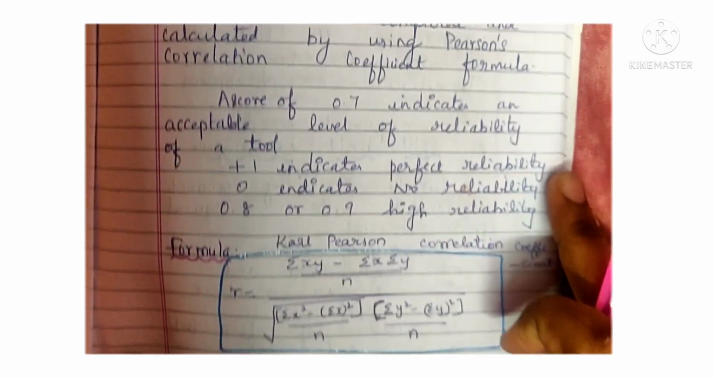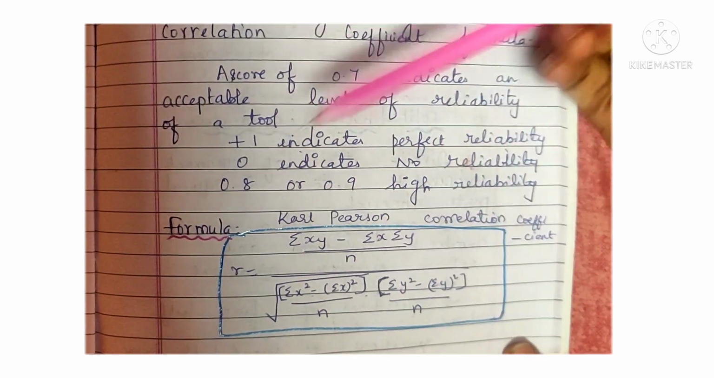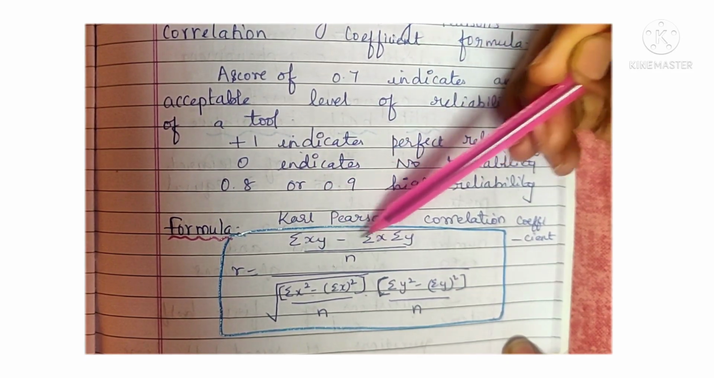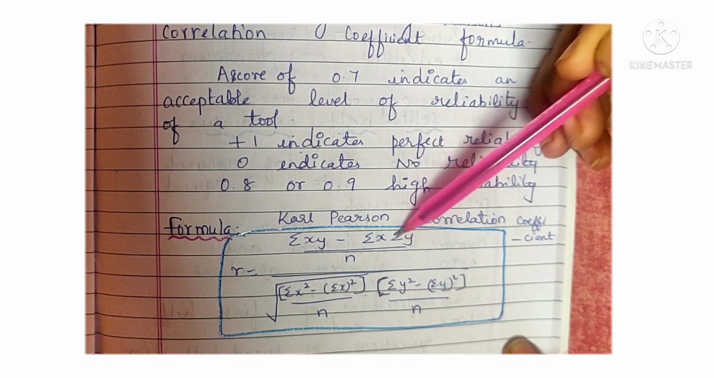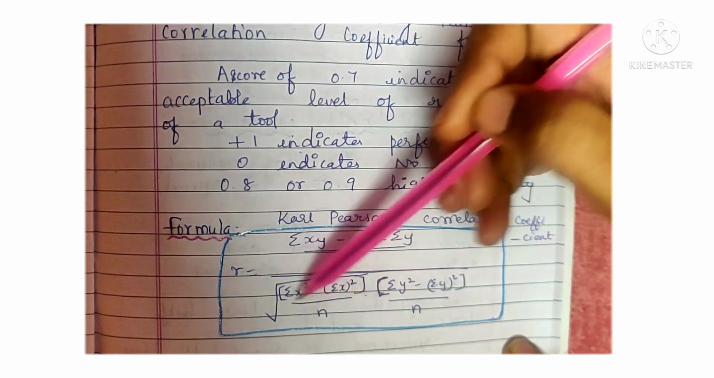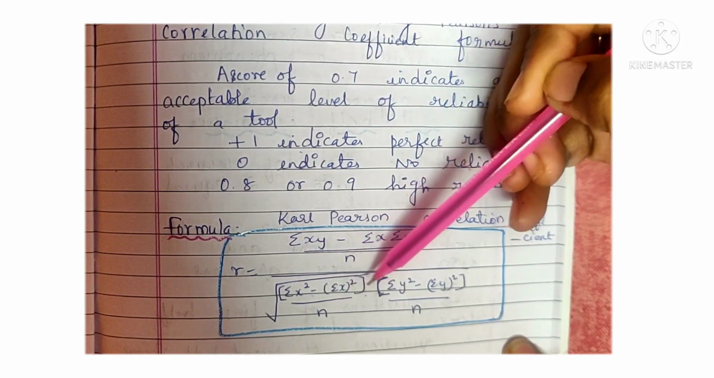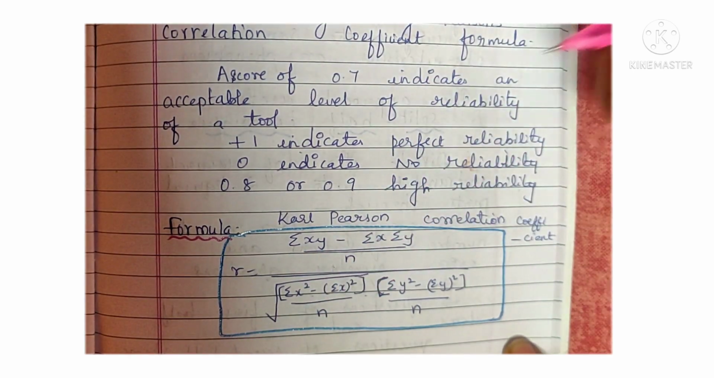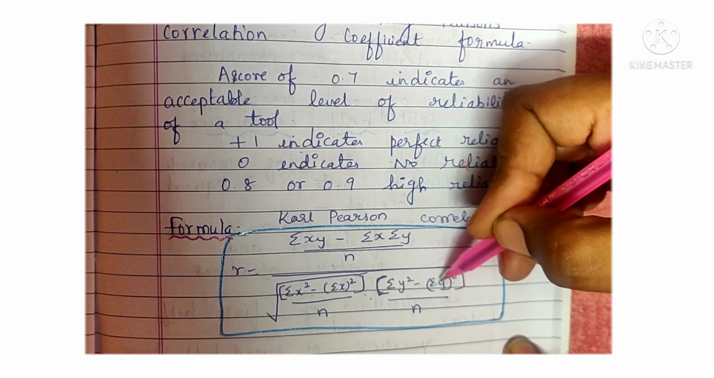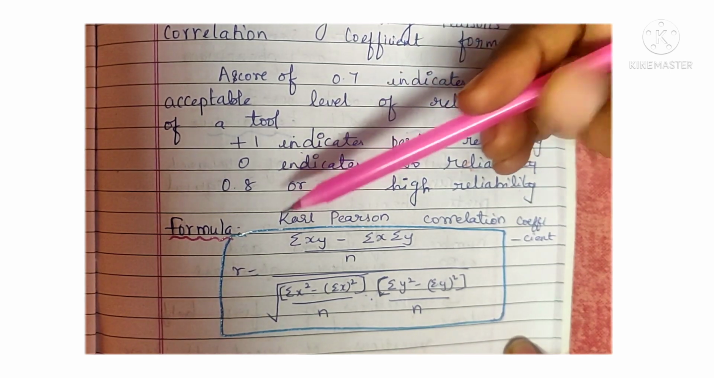So what is the formula? You have so many formulas. The Karl Pearson correlation coefficient formula: R is equal to sigma xy minus sigma x into sigma y divided by n, divided by the square root of sigma x square minus sigma x whole square divided by n, into sigma y square minus sigma y whole square divided by n. So this is the formula.